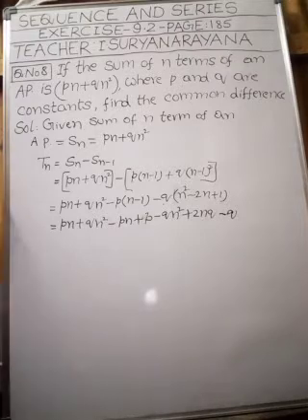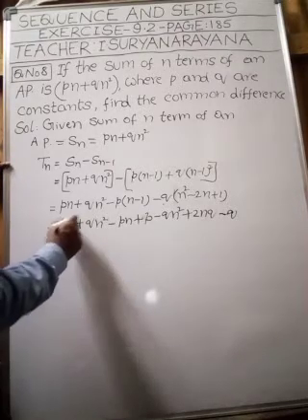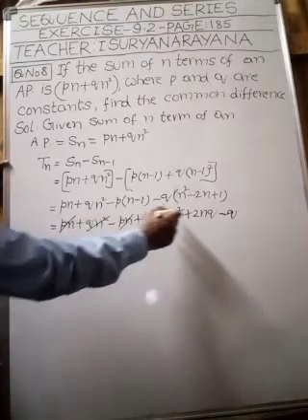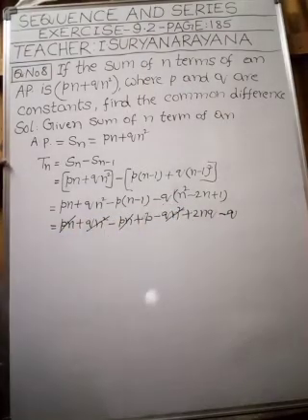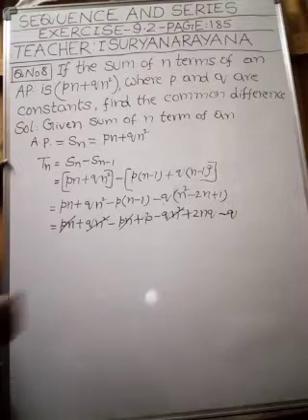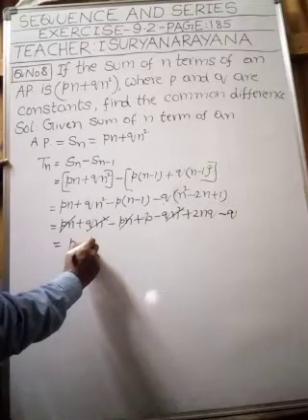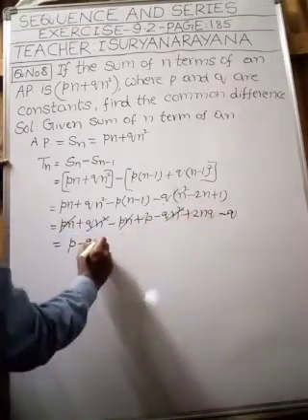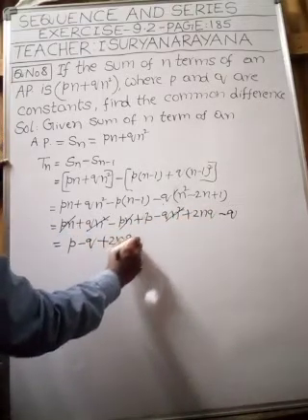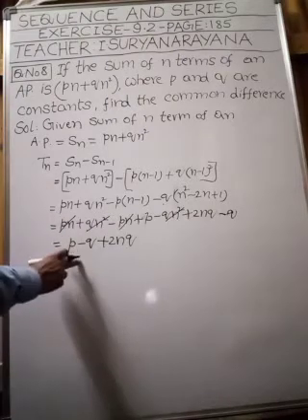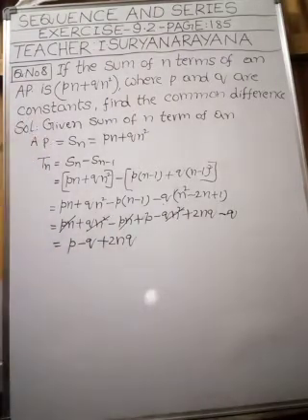Right. Now let us simplify the terms. Here plus Pn minus Pn gets cancelled. Plus Qn square minus Qn square gets cancelled. Then what will you get here? P minus Q plus 2nQ. Okay, my children? This is the nth term of this arithmetic progression. Understood this point, my children?